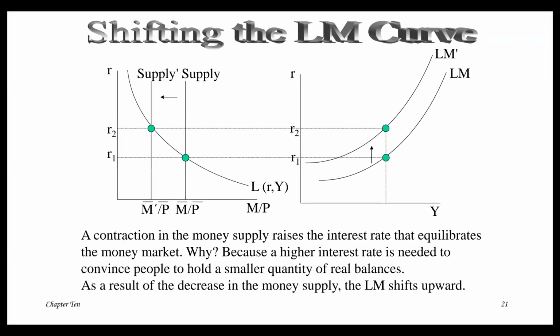At the same time, the LM can shift now. All right? We want to be using the LM to explain everything now. What happens when money supply reduces? The interest rates will increase, isn't it? Also here, the interest rate will increase. So the LM will shift to the left.